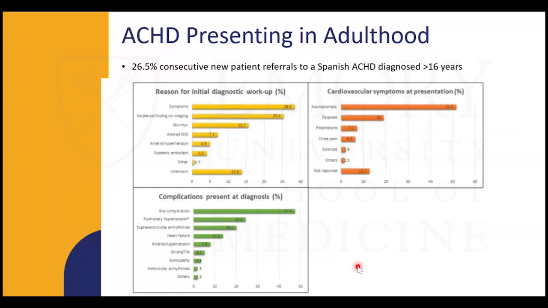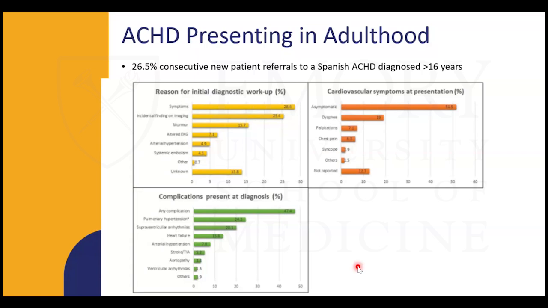A more recent paper was published out of Spain looking at consecutive patients in their group, and they found that 26% of their consecutive patients were adult congenital heart disease, which they defined as over 16, actually being referred in. So a little over a quarter. I think that's probably an overestimate compared to what we see here at Georgia.